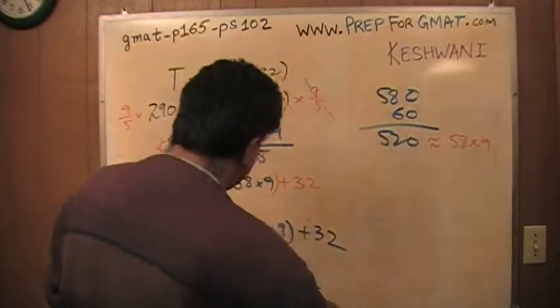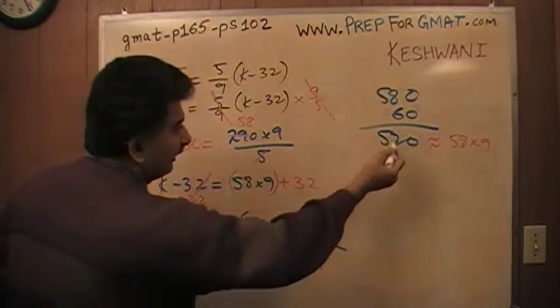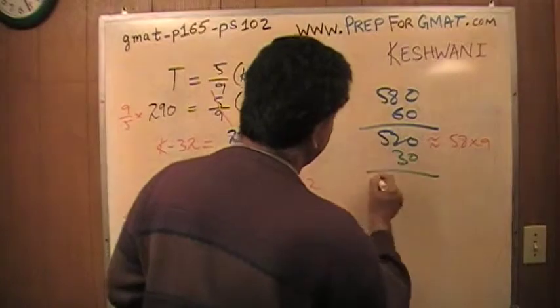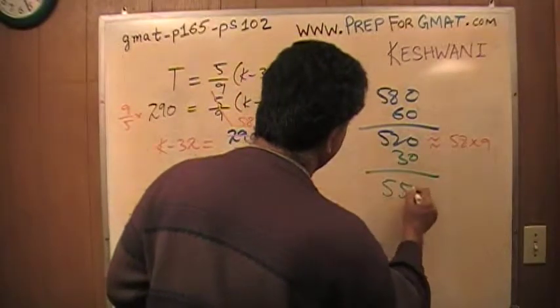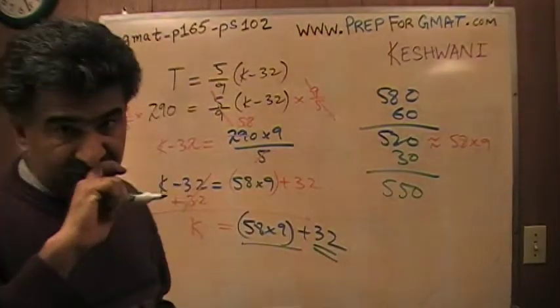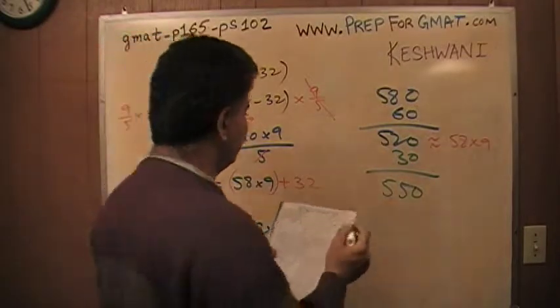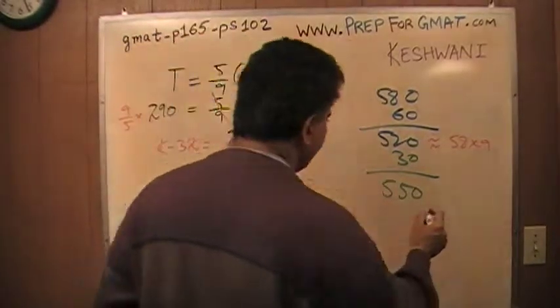So that takes care of this part. That takes care of this quantity right here, 520. I have to add 32 to it, so I'm just going to add 32 to it. The answer is about 550. Anything that comes closest to 550, I'm going to pick it. Oh, there you go, there's 554. The answer is D.